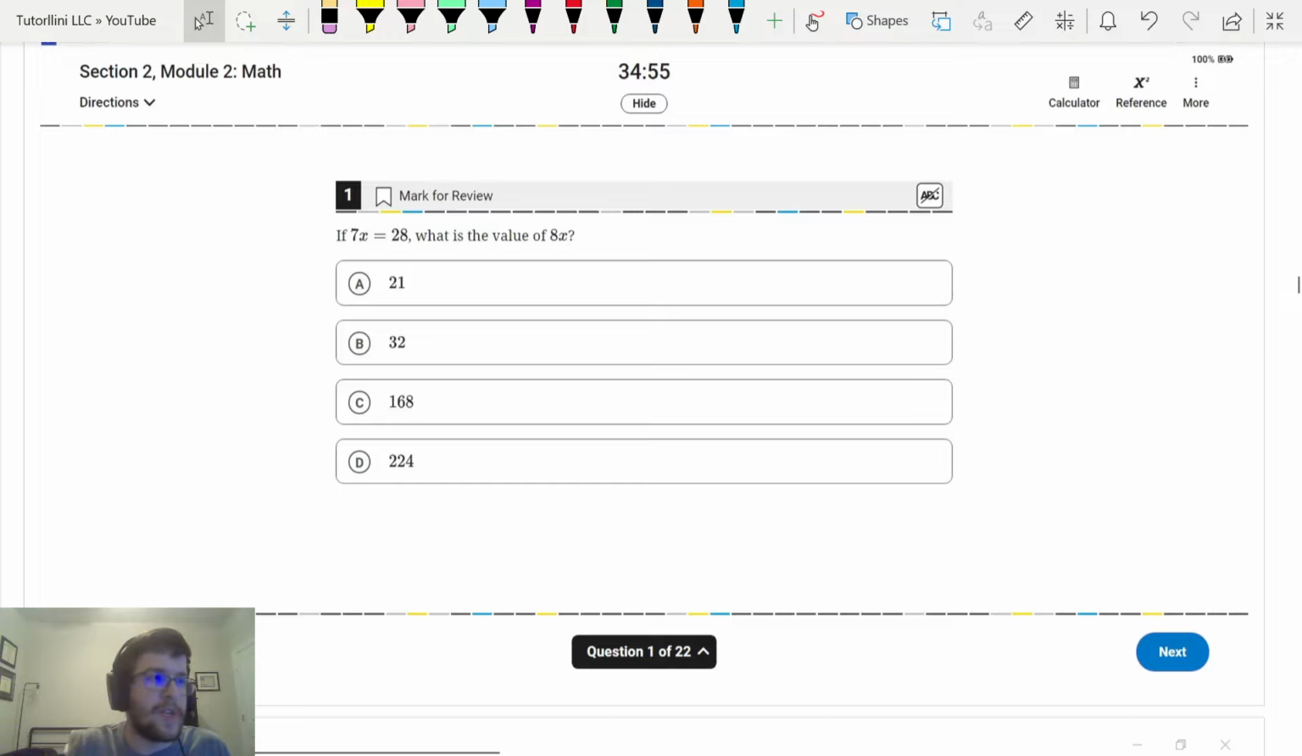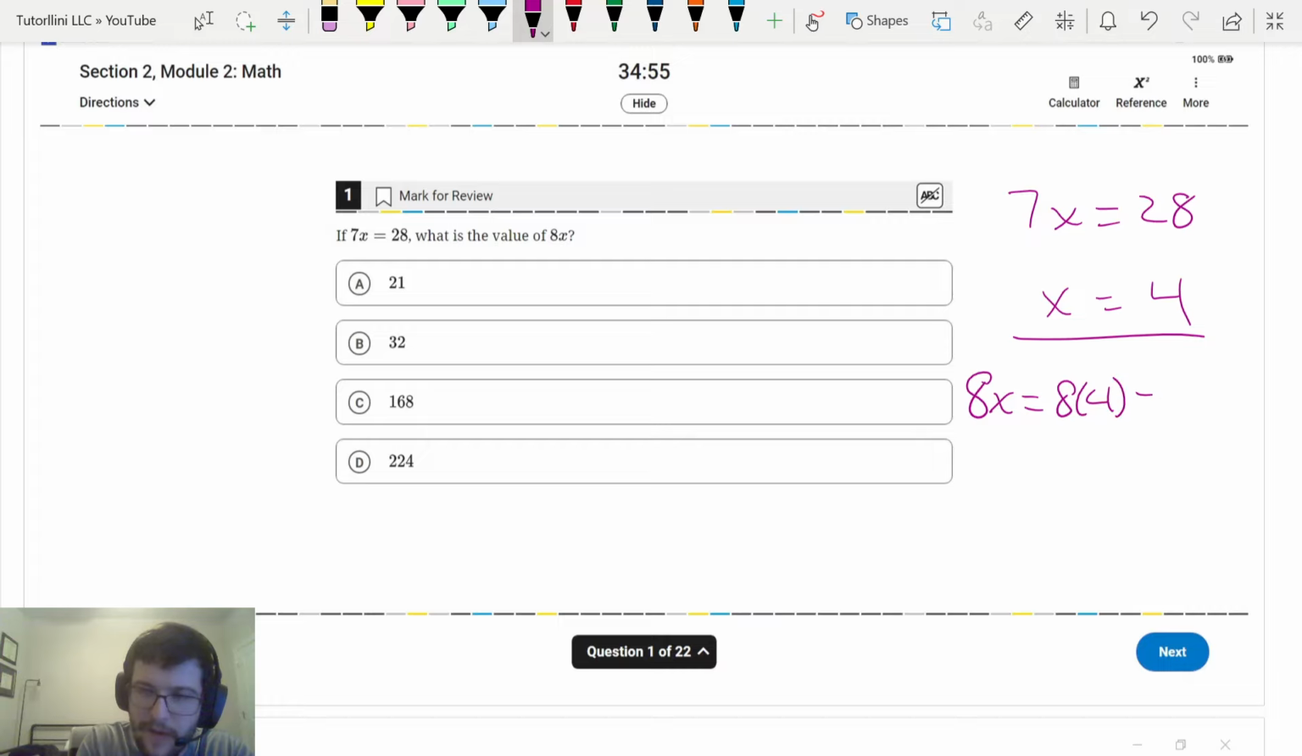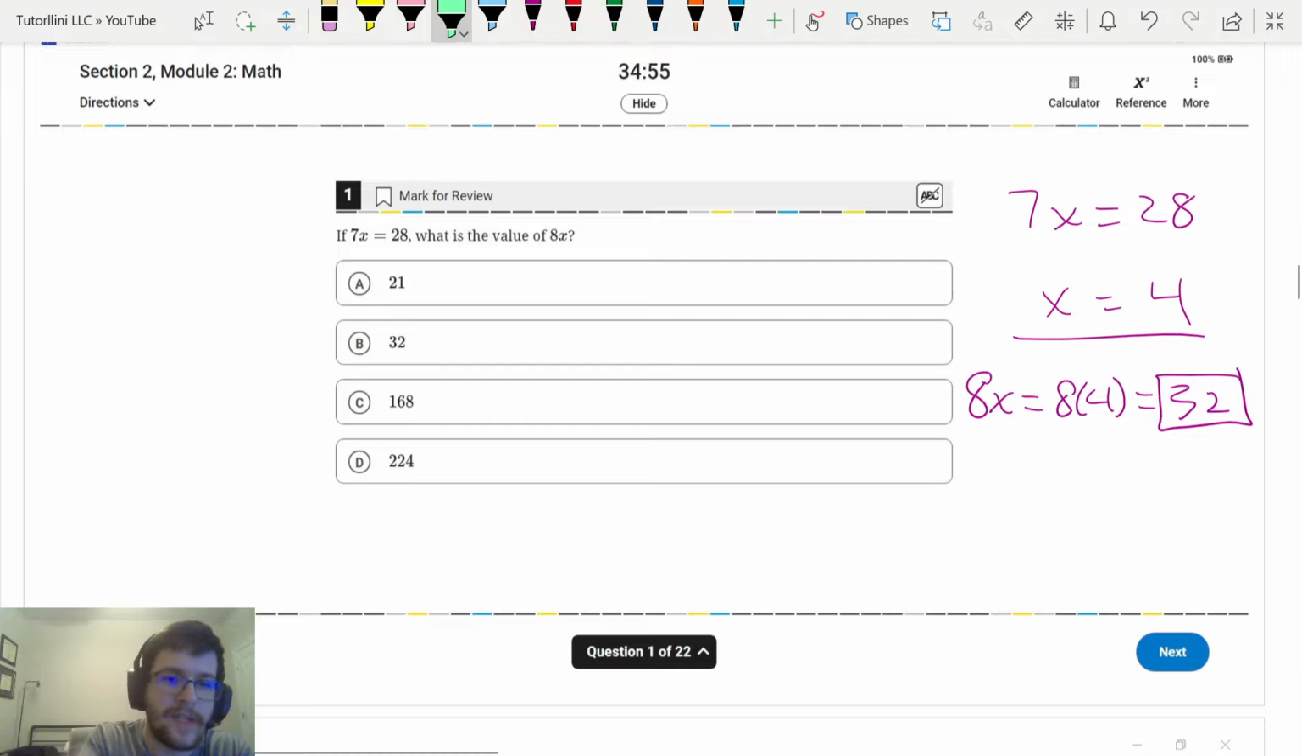So 7x equals 28. What's the value of 8x? So I'm going to solve this equation. I divide by 7, and I get x equals 4. And now I'm going to do 8x, and I'm going to replace x with 4, and I get 32. And that is the answer.